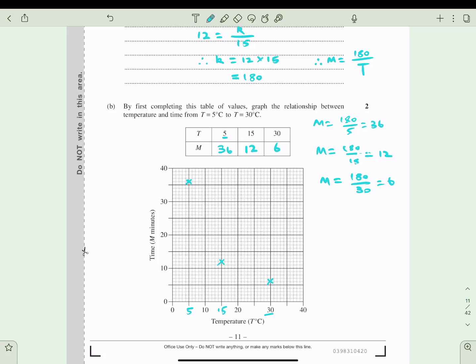All right. Now, it also says to graph the relationship between temperature and time. So we can't just be plotting points and moving on. We also need to graph the line. And if we connect the dots really basically now, it should look something like that.